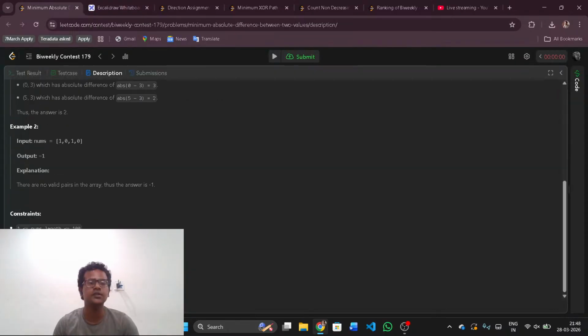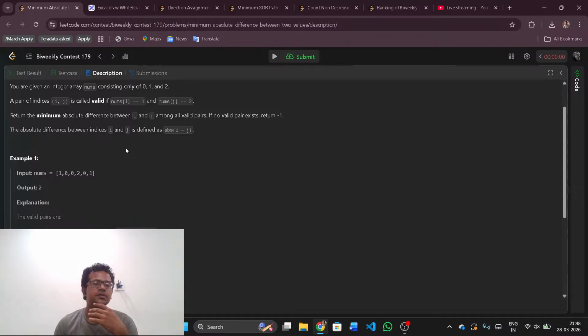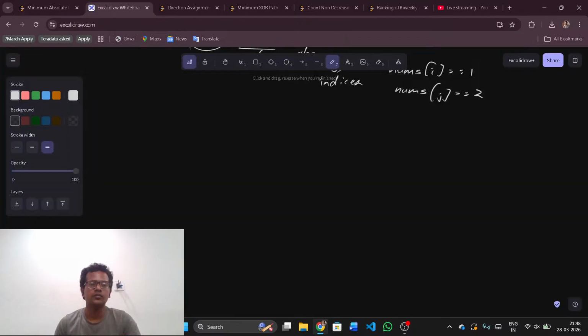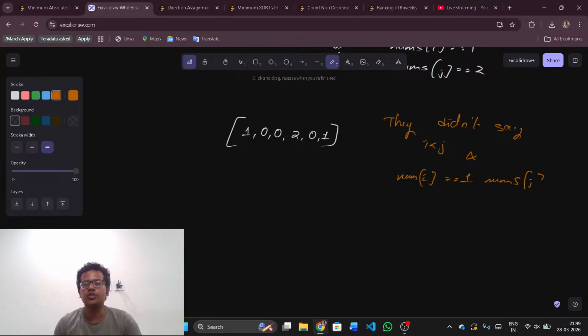They said that the nums length can be up to 100 and nums[i] can be less than or equal to 2: 0, 1, and then 2. Let's take 1, 0, 2, 0, 1. First, let me make this clear. They didn't say i should be less than j; nums[i] should be 1 and nums[j] should be 2.